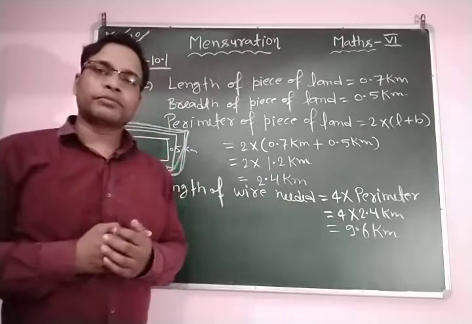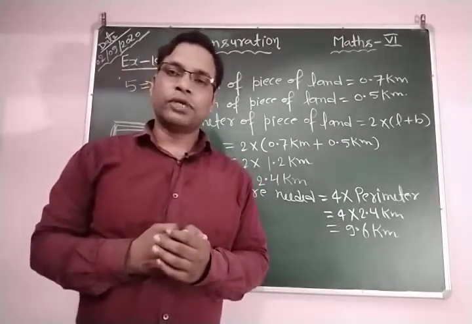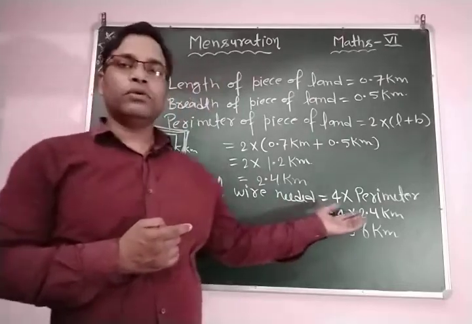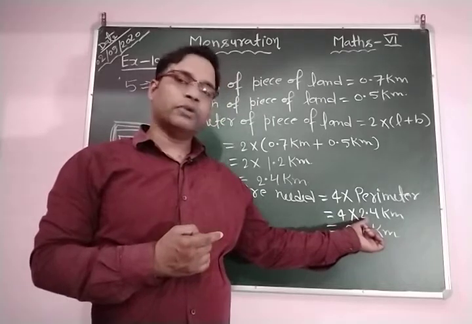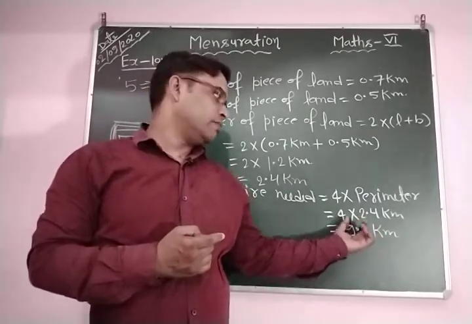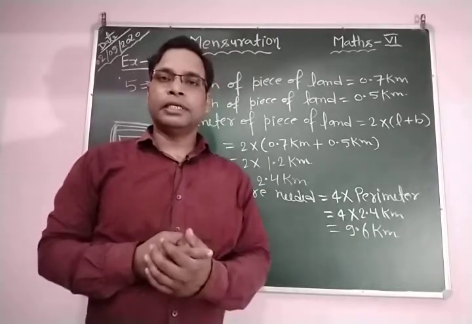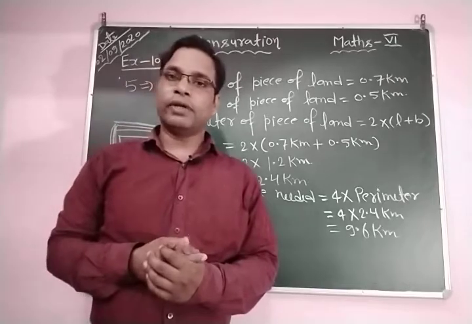Now after this we need to find the length of wire. So the length of wire is equal to 4 into the perimeter of the piece of land. So here 4 into 2.4, the perimeter of the land we found, and if you multiply them, then you obtain 9.6 kilometers. This is the length of wire.